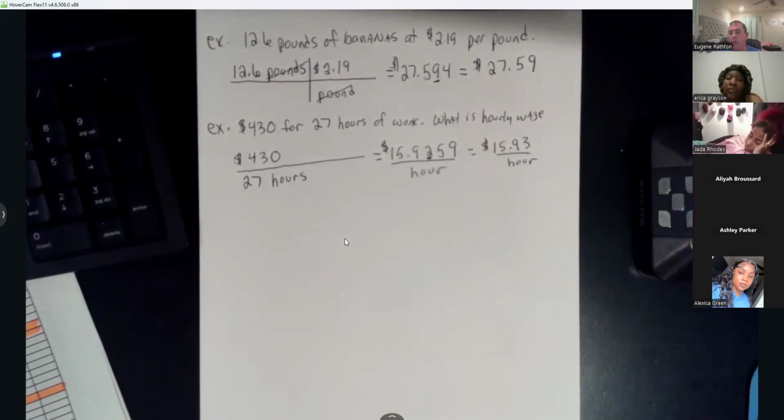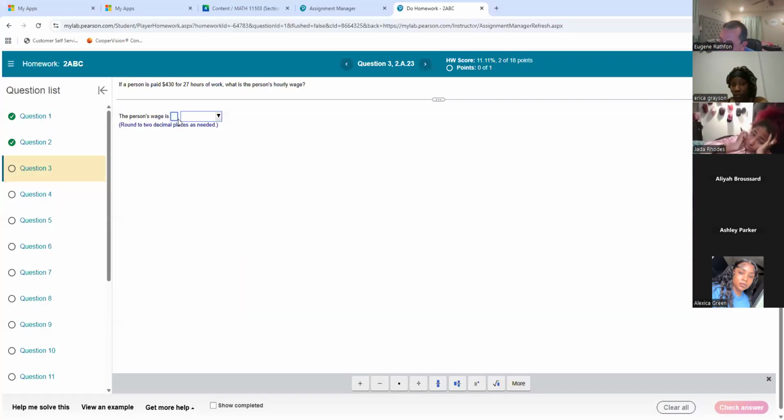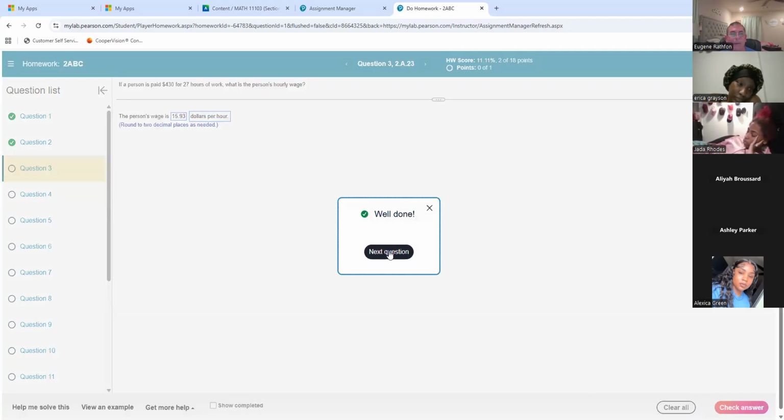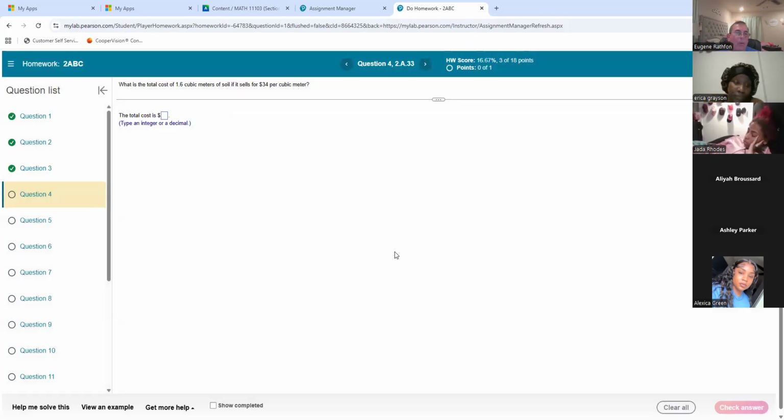So in MATLAB, you have to pick the units again. What do we get? 15.93, y'all said. And then dollars, hours, or dollars per hour? Dollars per hour. There you go, and y'all check that answer. So they're not bad. You're either going to multiply or divide on these.